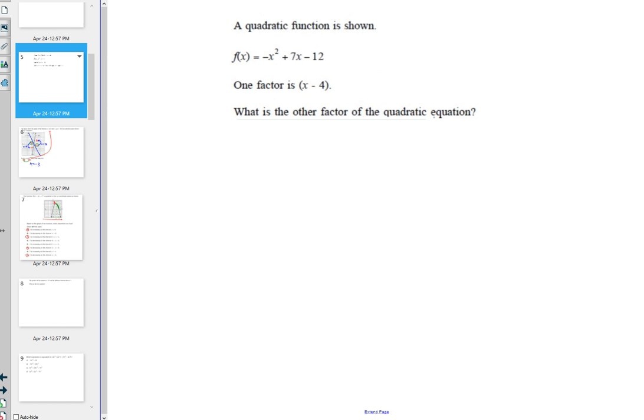I'm going to go backwards. A quadratic function is shown. They give you one factor. You have to find the other one. So instead of worrying about all this other stuff, let's worry about this. Do you know how to factor that? What is getting in the way of us being able to factor this right now? What should you not even attempt to try to do?